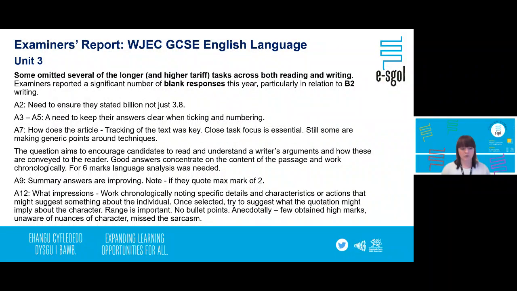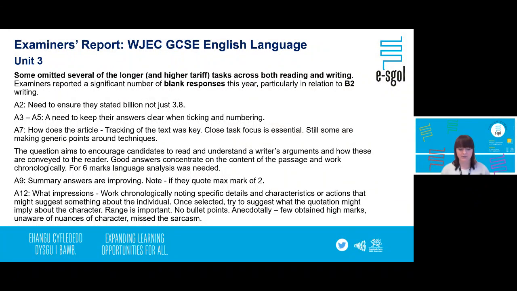So you'll have some questions like, for example, how does the writer show a specific attitude? How does the writer explain? How does the writer persuade? Okay, but the question aims to encourage candidates to read and understand the writer's arguments and how they are shown and put across to the reader. The feedback was that good answers or better answers concentrate on the content of the passage and they work their way chronologically through it.